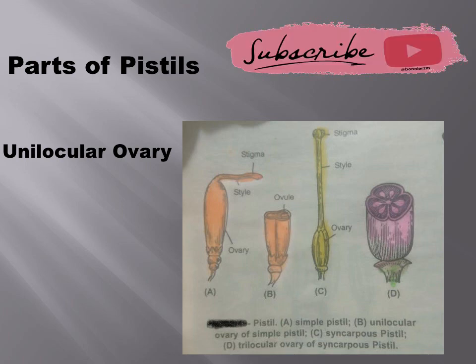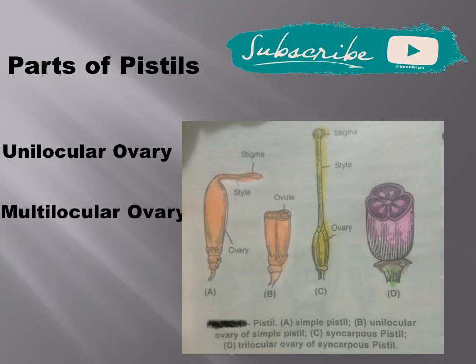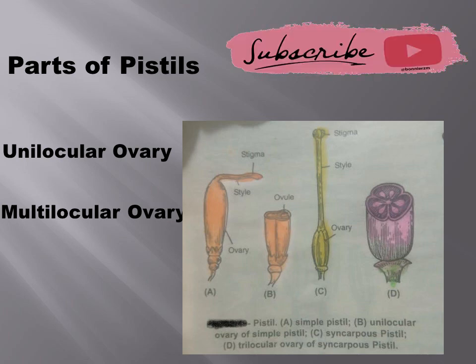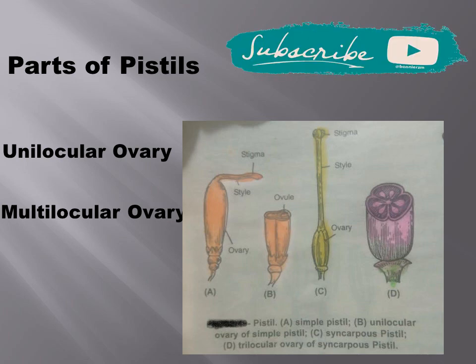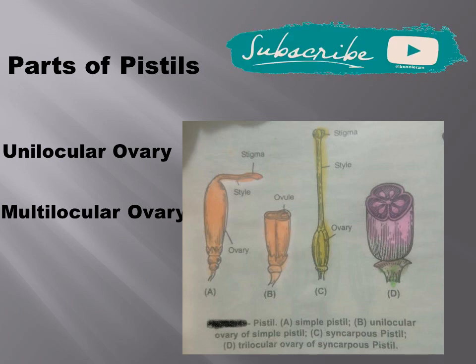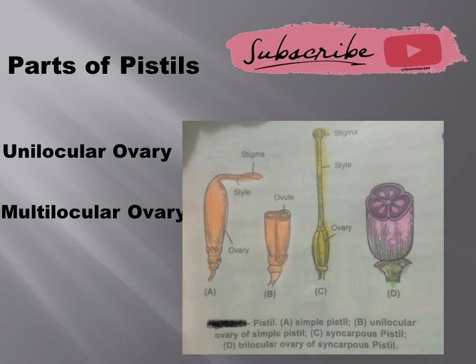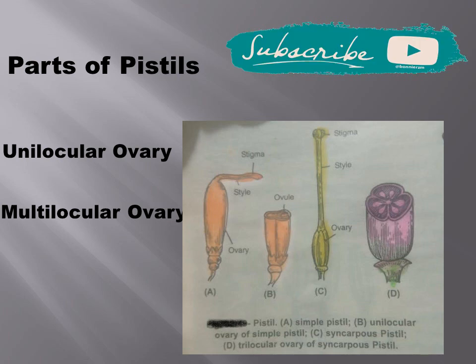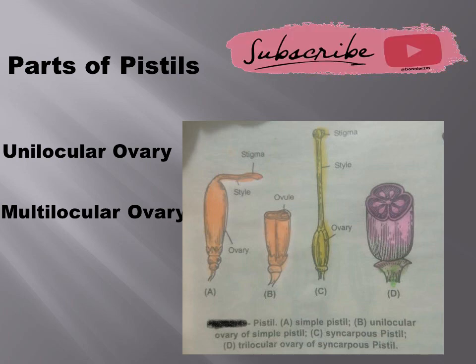And when many chambers are present, it is known as the multilocular ovary. In the diagram, you can see a simple pistil. A, for example, consists of stigma, style and ovary. B indicates the unilocular ovary. C is the syncarpous pistil and D is the trilocular ovary of the syncarpous pistil.